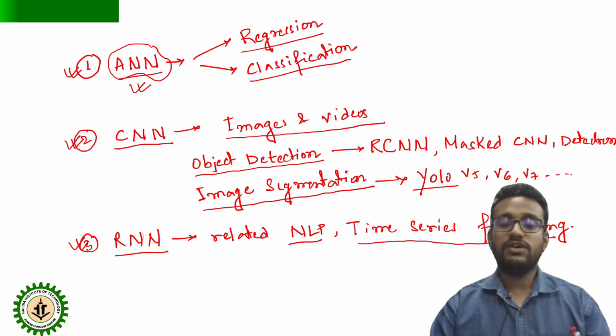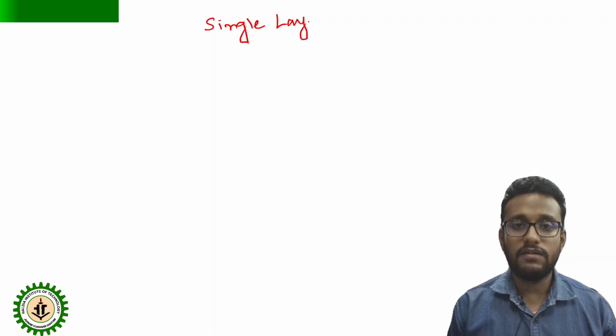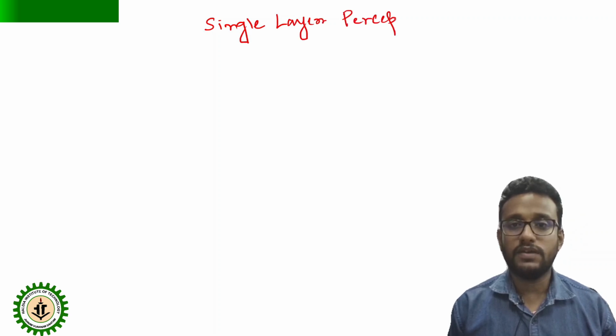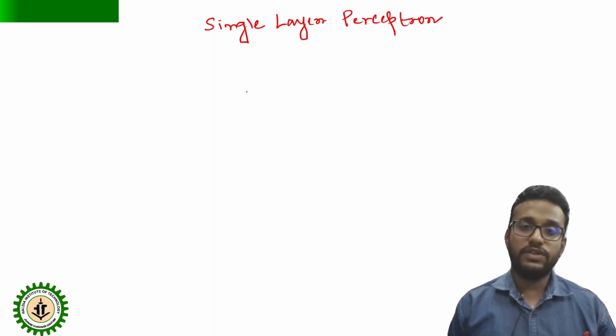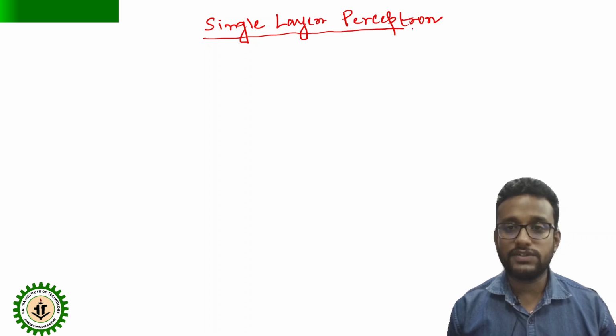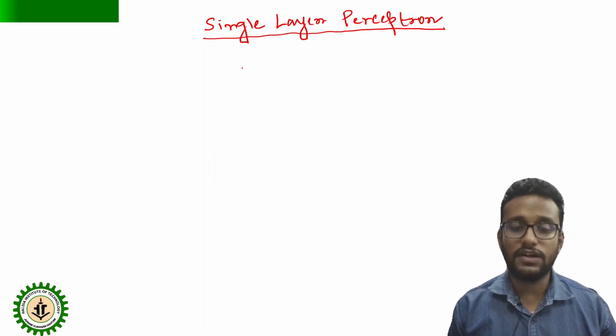Okay. So next we have to understand what is called the single layer perceptron. It's called a single layer perceptron. With the help of an example, we will try to understand. So first we have to understand a data set.